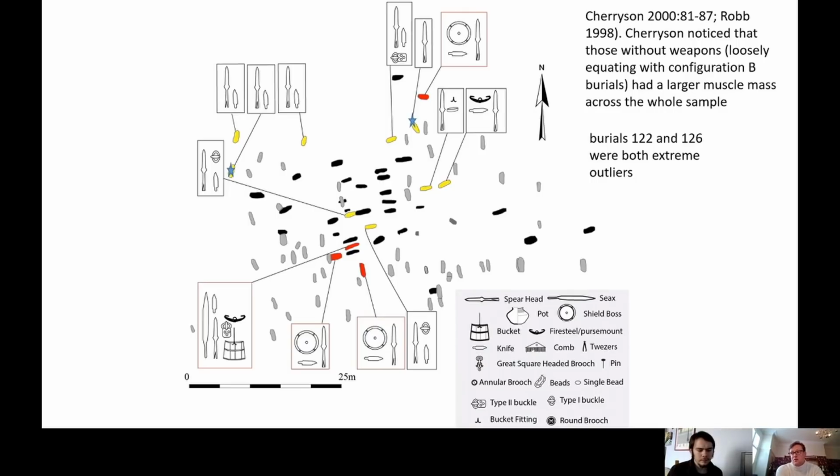Maybe it's labour, in the same way that lifeways and trauma suggest a different type of approach to work. Perhaps muscle mass also suggests the same thing. But more importantly, it also creates a different look, a different aesthetic. The physical form of the human being associated with the configuration B burial would have looked different to configuration A, even if it was only quite subtle.